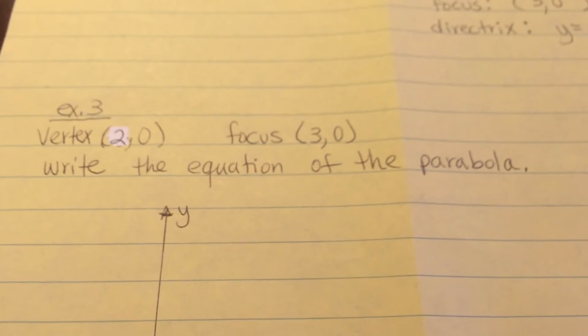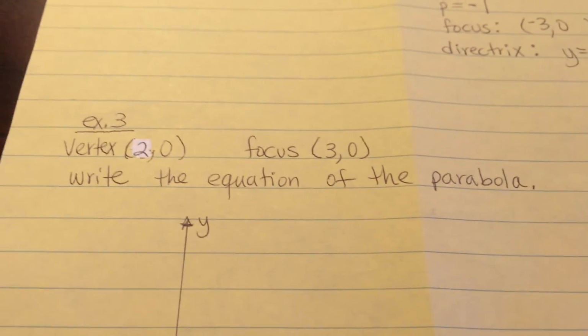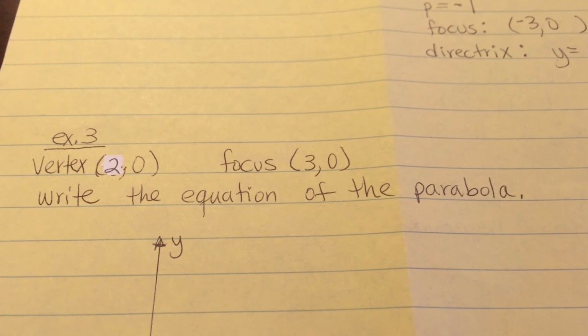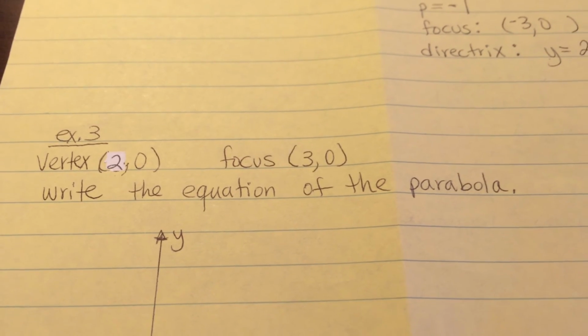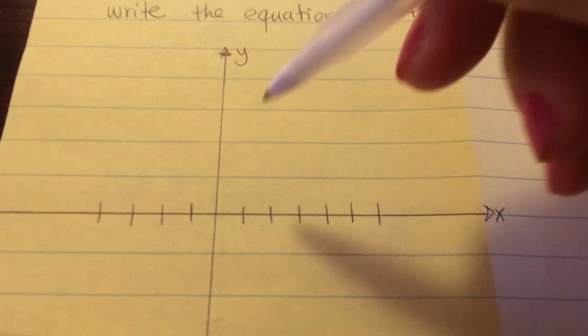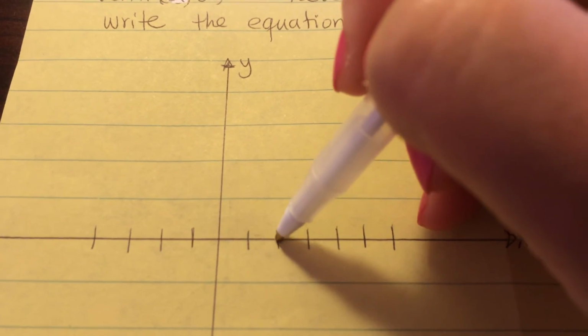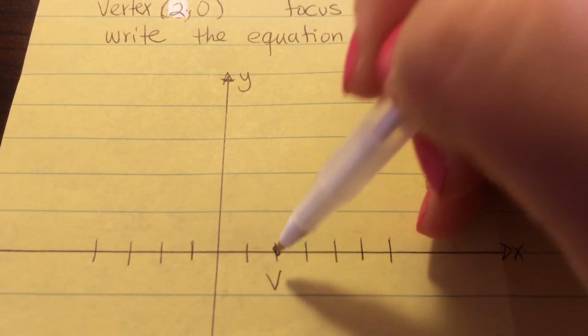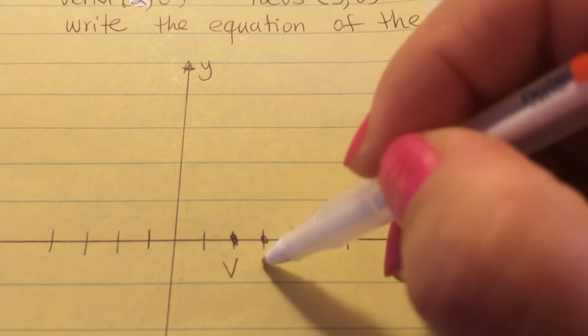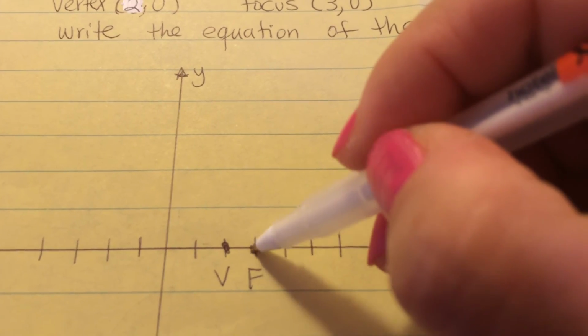Then example 3. Let's say they gave us these coordinates instead and asked us to write the equation. That means you have to graph it out and then figure out how to write the equation. The vertex is 2, 0, so something like this. This is going to be my vertex, and I would always label it so I know which one is which. And then the focus is 3, 0, right here.